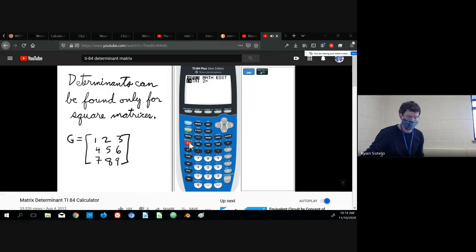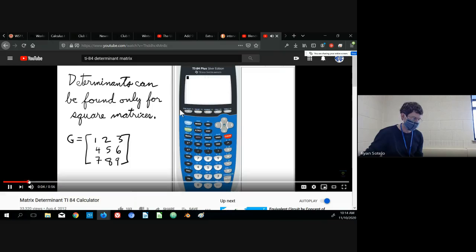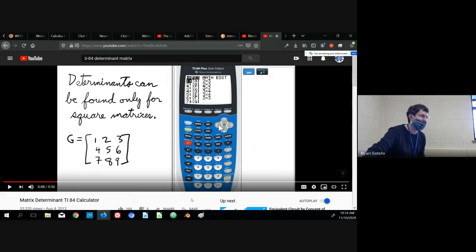Let's go to matrix and scroll. So we have to make one. Notice he hits second, and then the inverse button has matrix above it. Only pretty much the TI-83 or 84, or one of these, has that. You can do it by hand, but I'm just showing you that some calculators can do it.